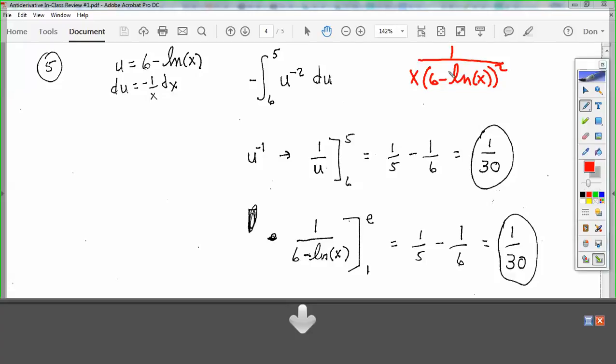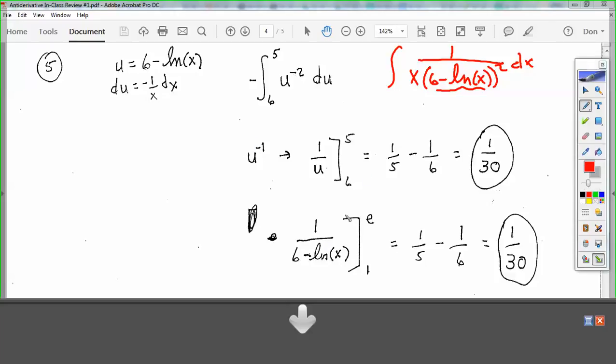Yeah. So you let u be the inside. The du is -1 over x dx, which is sitting right there, right? Except for the negative. So you got the negative there. And then this would be 1 over u squared, which would be u to the -2. So you raise that up 1, it'd be -1, divide by -1, cancels that. So it'd be 1 over u.